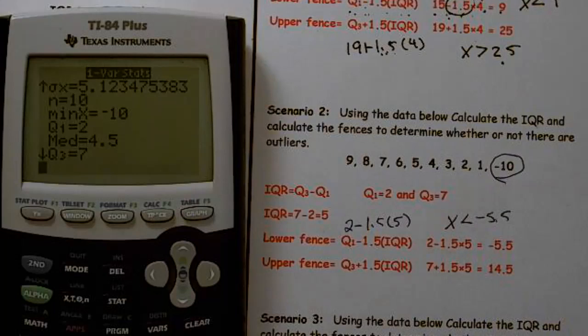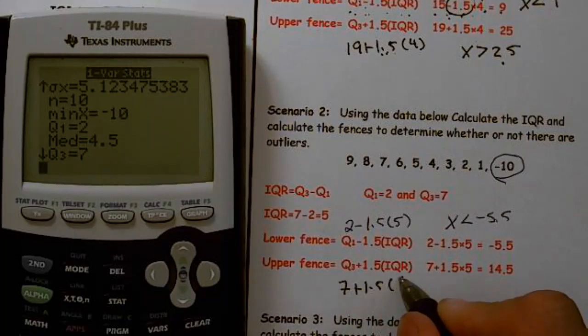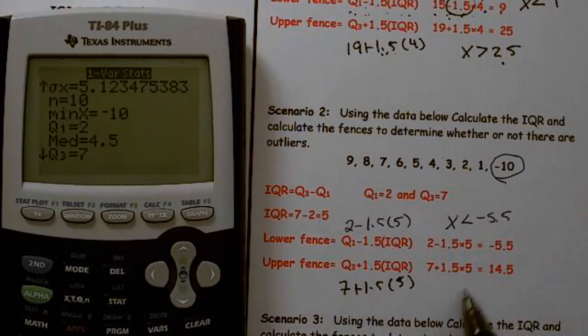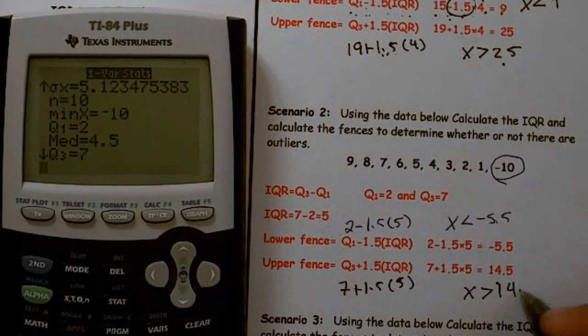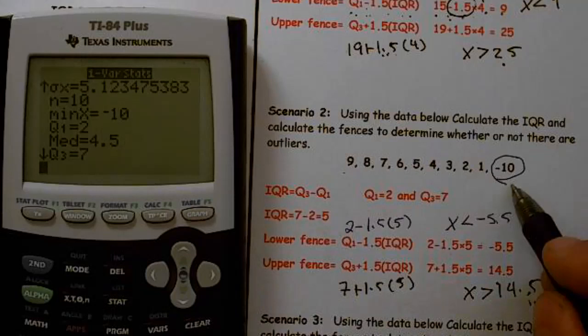When I go to check the upper side, it's going to be 7 plus 1.5 times 5. And once again, it's always 1.5. When I do that, I end up getting 14.5. So I need X greater than 14.5. There is no X greater than 14.5. Our highest value is 9. I don't have a 14.6 or larger. So there are no outliers on the upper side. I have an outlier on the low side, but none on the upper side.